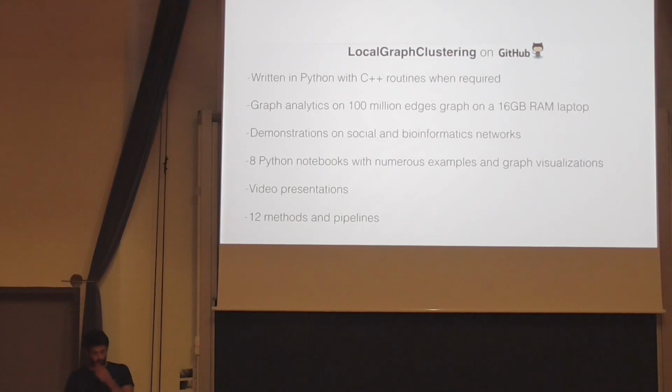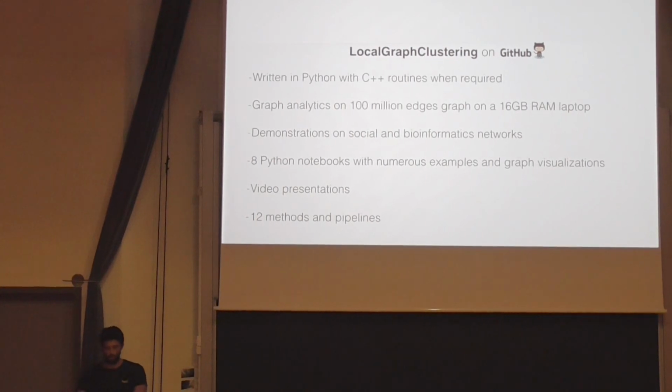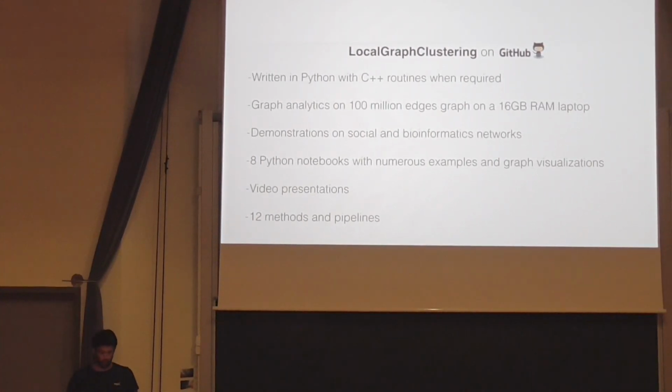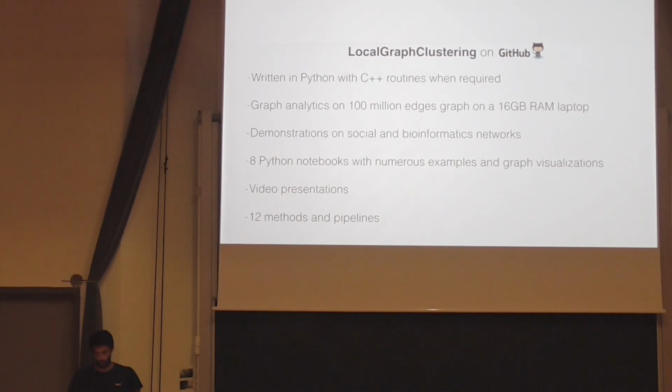We have a lot of demonstrations on social networks, bioinformatics networks, and other random networks as well. And we have a lot of Python notebooks where you can also see some of the visualizations and see what the output of the algorithm is if you want to experiment. I have video presentations, a lot of details about local graph clustering, and in total we have 12 methods and pipelines that you can use.